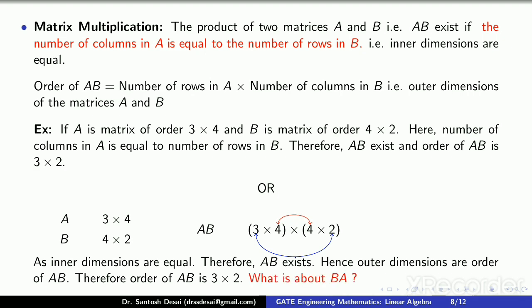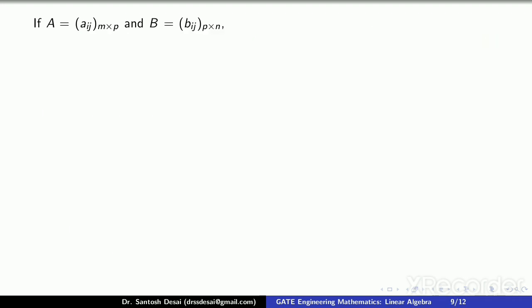Now, here question is what is about BA? That you have to think about whether BA exists or not. If it exists, what is the order of BA? Now we will see how the actual multiplication can be taken of two matrices.